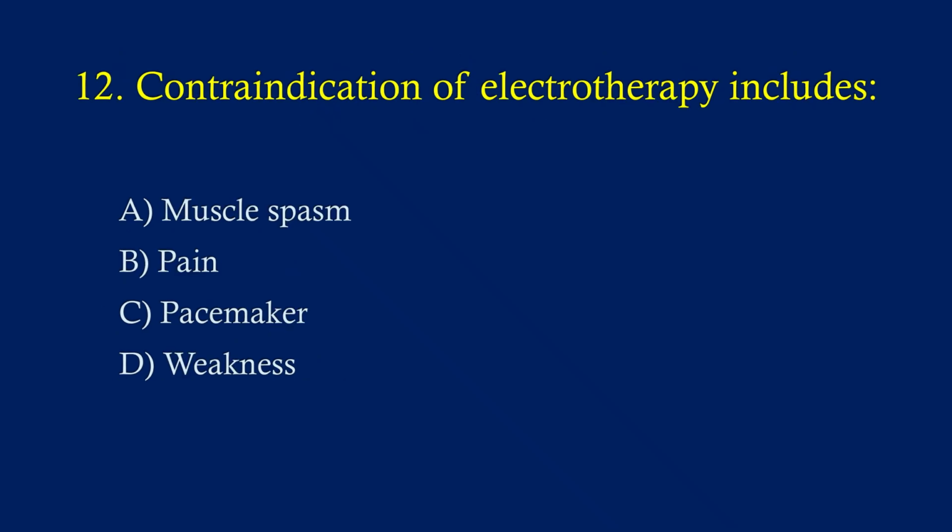Let's see number 12. Contraindication of electrotherapy includes A. Muscle spasm, B. Pain, C. Pacemaker, D. Weakness. So think about the correct answer. So here the correct answer is option C, pacemaker. Electrotherapy can interfere with the pacemaker functioning and it is therefore contraindicated.